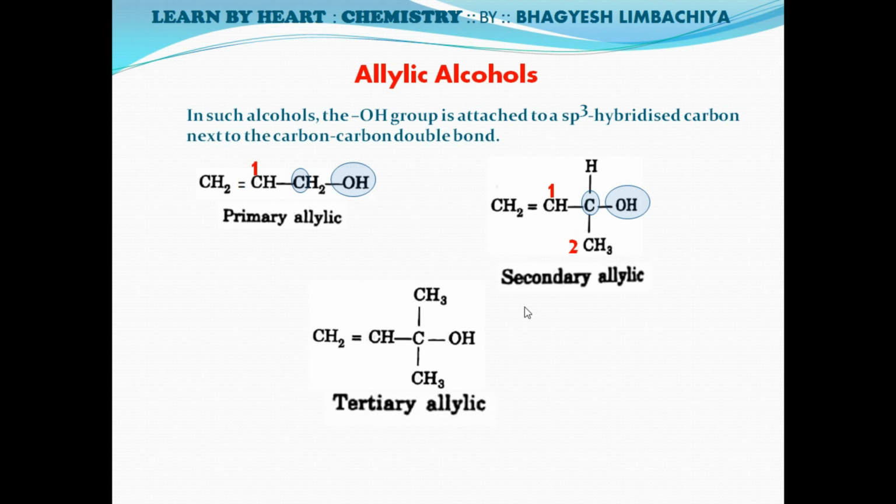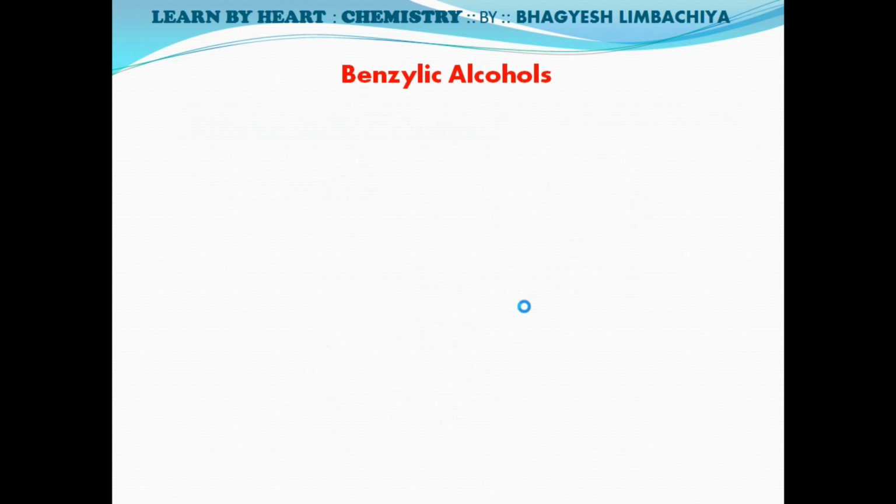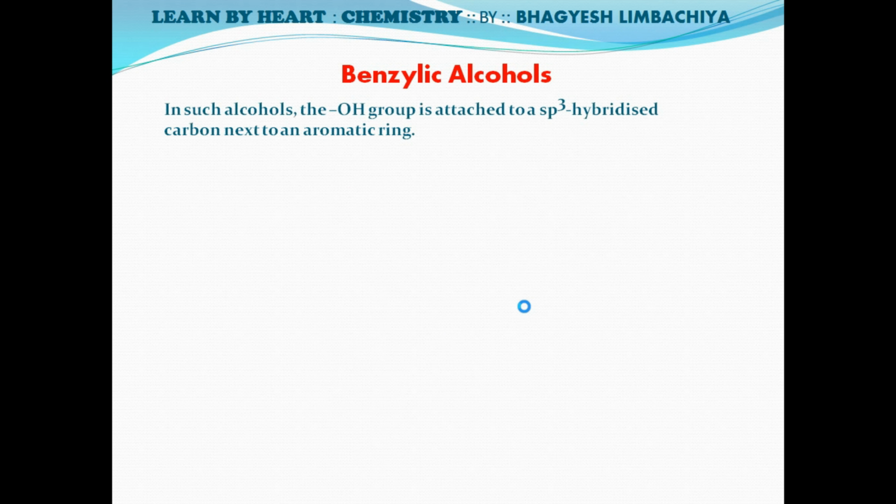Similarly, the third is a tertiary allylic alcohol, meaning the OH-containing carbon is attached with 3 carbon atoms. Next we are taking benzylic alcohols. In such alcohols, the OH-containing carbon has sp3 hybridization, and it is attached with the aromatic ring. Here also there are 3 examples: primary, secondary and tertiary benzylic.